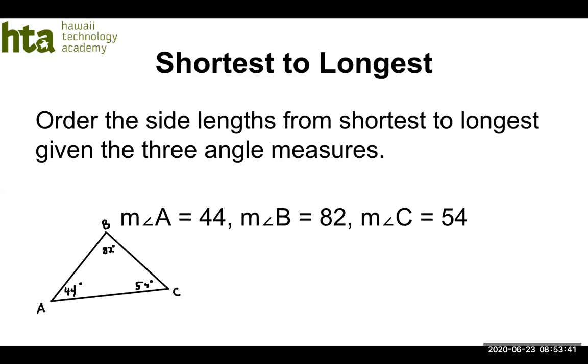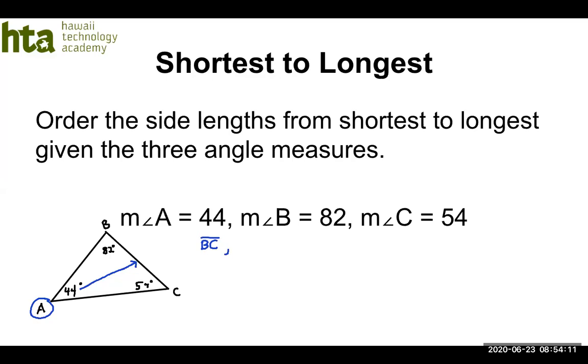So here's how it works. The largest, or shortest side, sorry. So the smallest angle is what we identify first. Angle A is the smallest angle, 44. So the side opposite of it is the shortest side. So since A is the smallest angle, the other 2 letters, B and C, form the shortest side. So BC goes first. Okay, that's the shortest side.